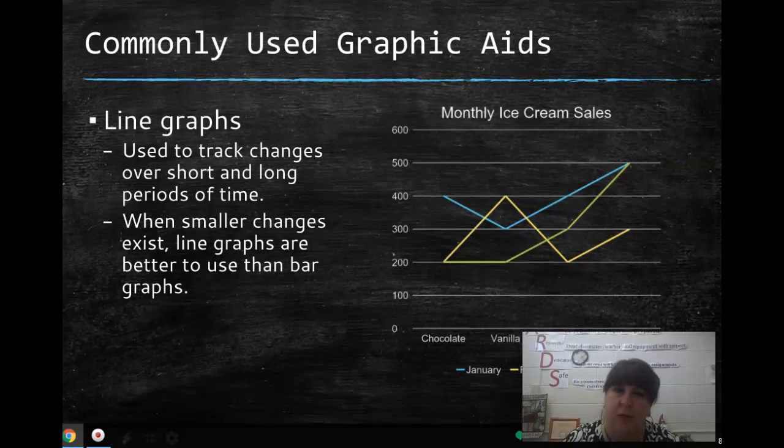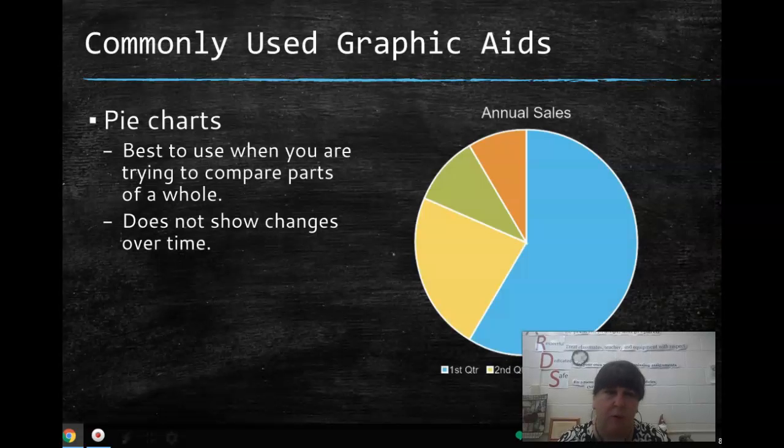Line graphs, they track the changes over the long and the short period of time, but you can see it's easy to kind of figure out which line graph goes with which. If you've got a whole lot of data, I probably wouldn't use this because then you're going to have so many lines it's going to be hard to see what goes with what.